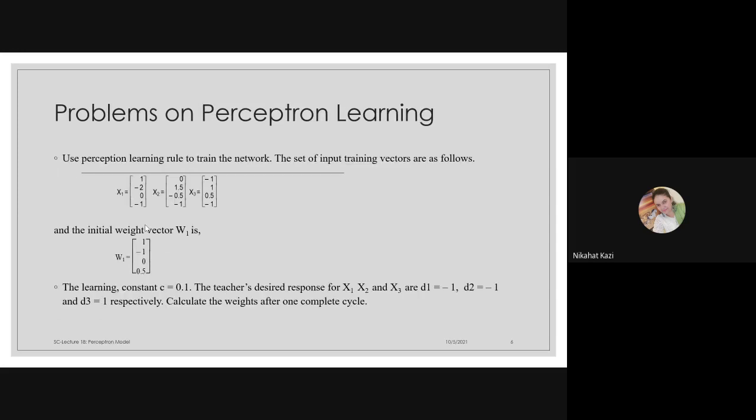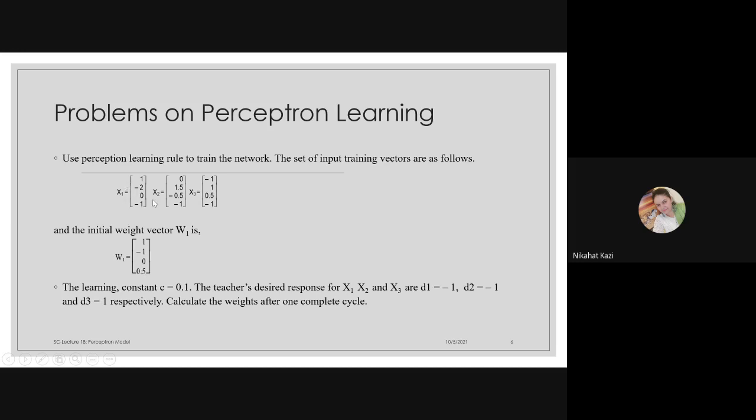Okay. So let us move ahead and use this to solve problems. The first problem that we have here is 3 input patterns are given, x1, x2 and x3, and the initial weight vector is also given to you. Apart from this, the labels will be given. Since it's perceptron learning, for each pattern there will be an associated label. So D1 is minus 1, D2 is minus 1 and D3 is 1, right? 2 classes, either minus 1 or plus 1. And the learning constant is given to be 0.1. You have to compute the weights after one complete cycle or one iteration.